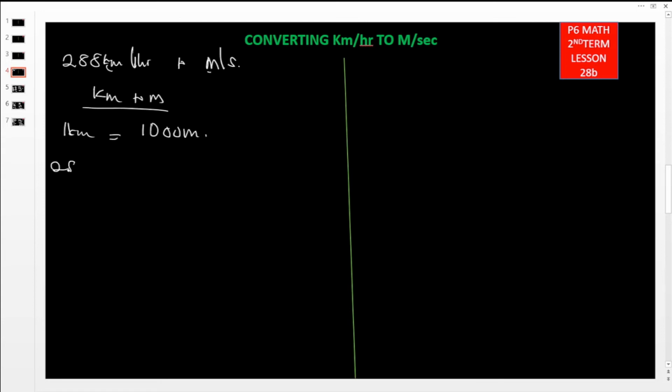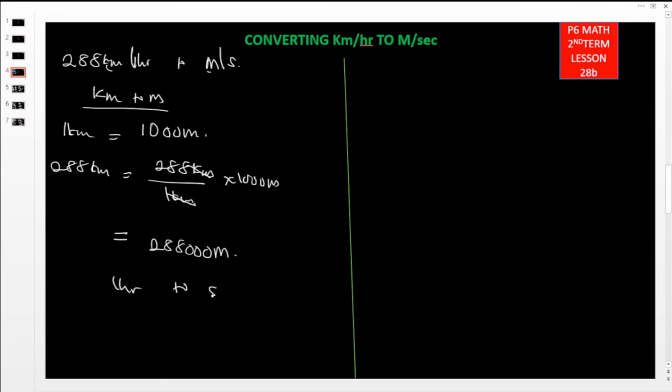How about 288 kilometers? We are going to use the inverted L. I think all of you know how to use it. 288 kilometers over 1 kilometer times 1000 meters. A kilometer goes with a kilometer. So this one is going to give us 288,000 meters. Then after that, we are going now to convert per hour, for every 1 hour, right? So we are converting 1 hour to seconds, right? What's the leading statement here? 1 hour is equal to 3600 seconds.